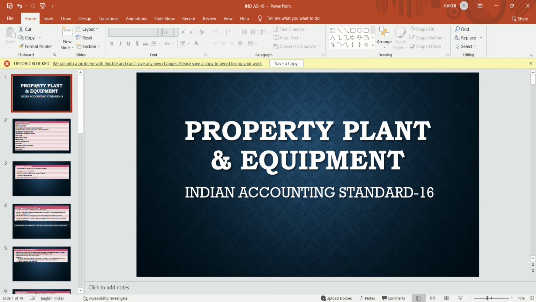What are the examples of property, plant and equipment? Like land, building, electrical installation, laptops, generators, refrigerators, computers, office equipment. All these are examples of property, plant and equipment which we deal with, except in some cases of land and building. So we will discuss one by one. So let's start.